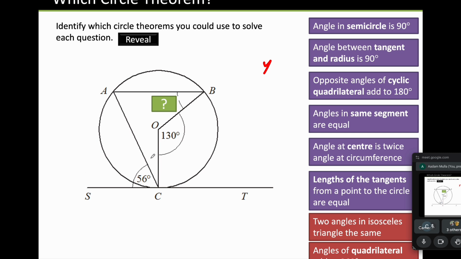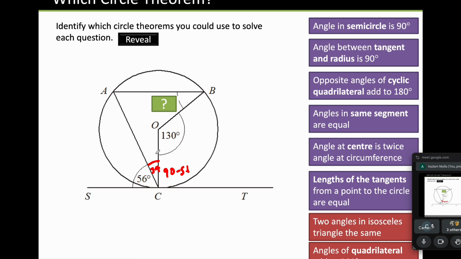Okay, let's go through it. So the first thing that we can do, and you can do it in any order, is this is a tangent, this is a radius, so this angle is going to be 90 degrees. So I can find this missing angle, 90 take away 56, that's going to be 34.